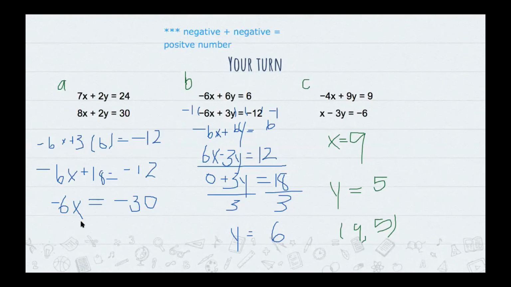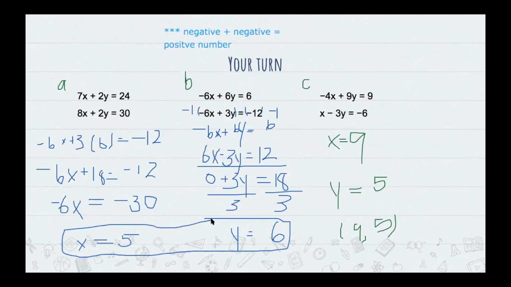So how do I get x? You have a negative 6x equals negative 30. You want to isolate x, so you want to get rid of the coefficient, right? You would divide negative 6 on both sides in order to get rid of the coefficient. So it's positive 5. So your answer would be positive 5, comma 6.